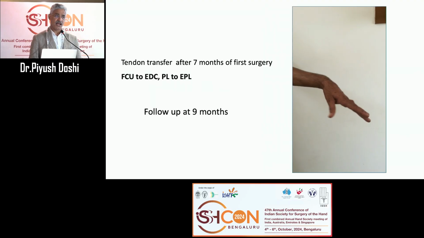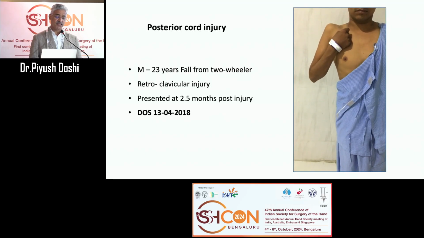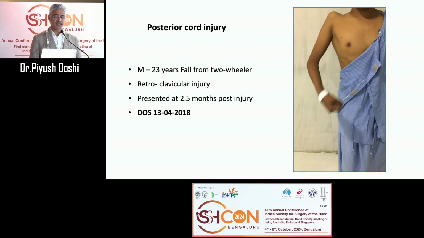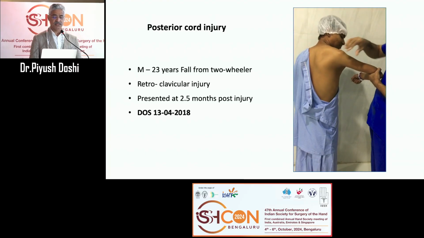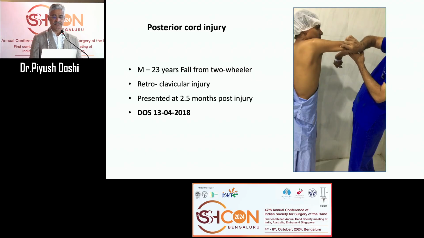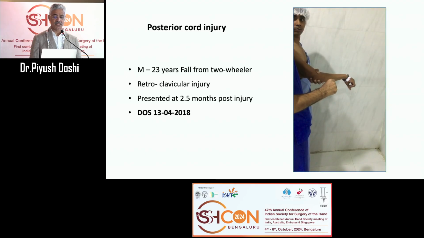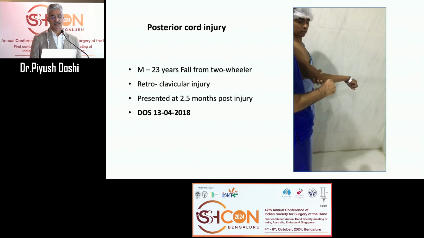I offered him finger extension and thumb extension, two tendon transfers, FCU to EDC and PL to EPL. And this is the result at 9 months. This is the case of a 23-year-old with a retroclavicular injury. He has a good biceps, but no latissimus dorsi, no deltoid, and no triceps, and absent dorsiflexion of the wrist and fingers.